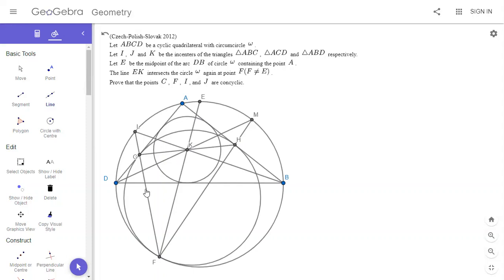Wait a second. So we want to show FLEM is harmonic. If we project through F onto the line GH, we get G, K, and H, but it's not the point at infinity. I guess I'm a little confused. You can label the midpoint of arc BD and then project those points.